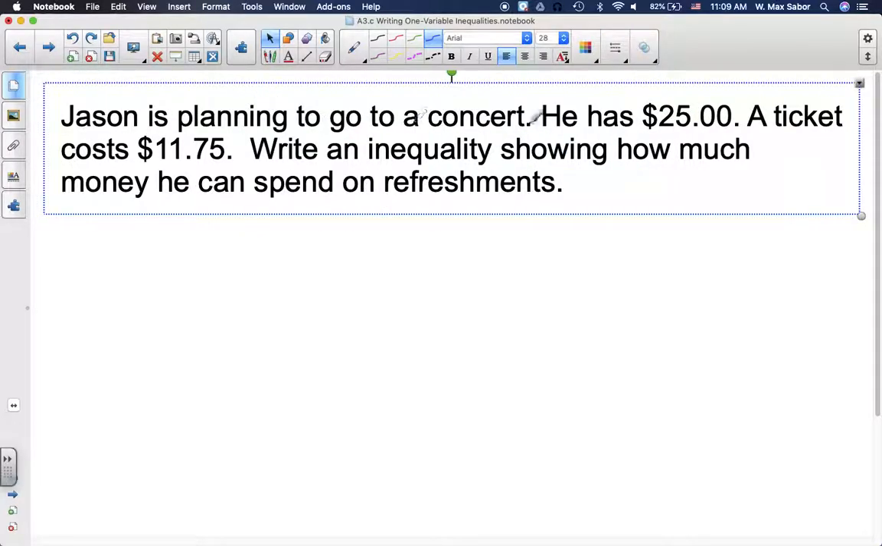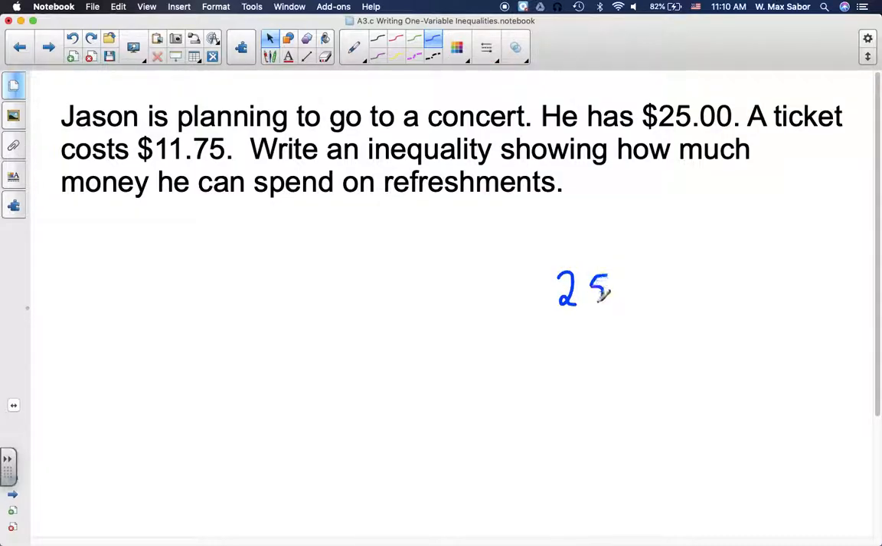Jason is planning on going to a concert. He has $25. A ticket costs $11.75. Write an inequality showing how much money he can spend on refreshments. We can compare the amount of money he has to the amount of money he spends. He could spend his money on refreshments and the ticket. So we're combining the ticket price and the refreshment price and comparing that to the $25. Which one has to be more? He has to have more money than he spends. Can he spend all of his money? Yes, he can. So that's our inequality.